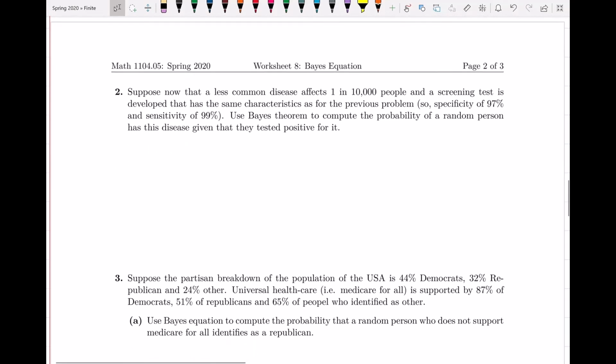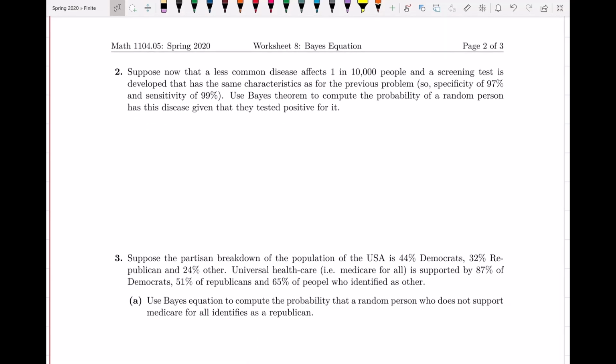All right, question 2. Suppose now that you have a less common disease that affects 1 in 10,000 people, but you have the same screening test. What's the probability that they have it given that they test positive? All right, so I want you to do this one on your own. I'll upload solutions just to practice using Bayes' theorem, and you can follow the previous problem as a template.